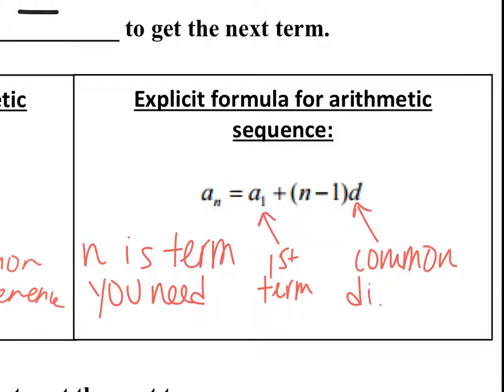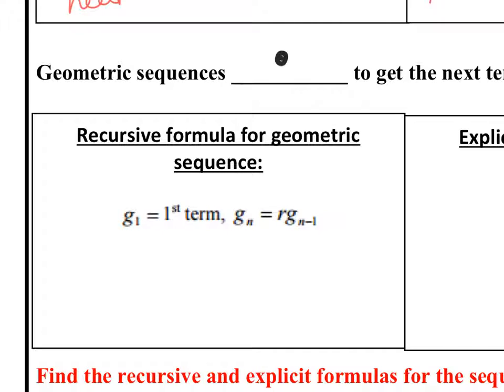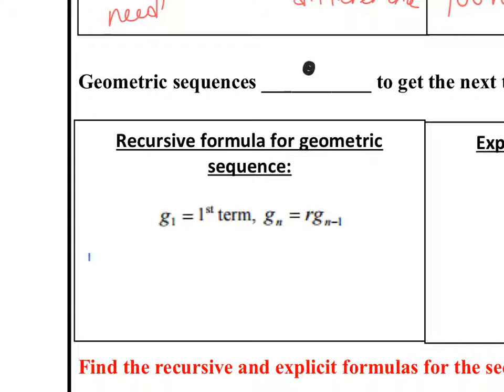If we are asked to solve for an nth term, this is what we want to use, if it's arithmetic or linear. So we like explicit. Again, N is the term you need. Do you see a pattern?